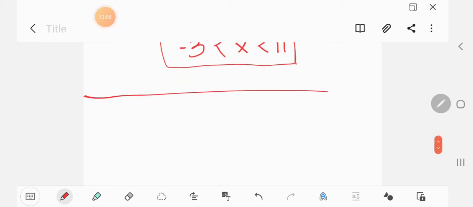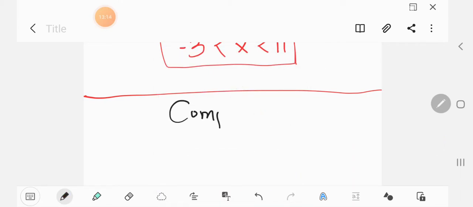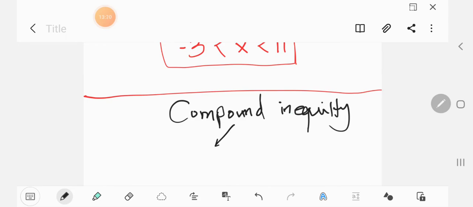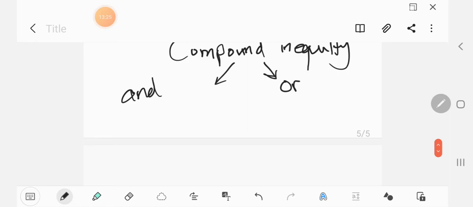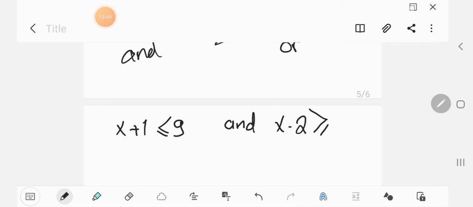The compound inequality, and, or, okay? But the first one, we are going to see, wait, I'm going to give you an example here. X plus 1 smaller than or equal to 9 and x minus 2 greater than or equal to 3.